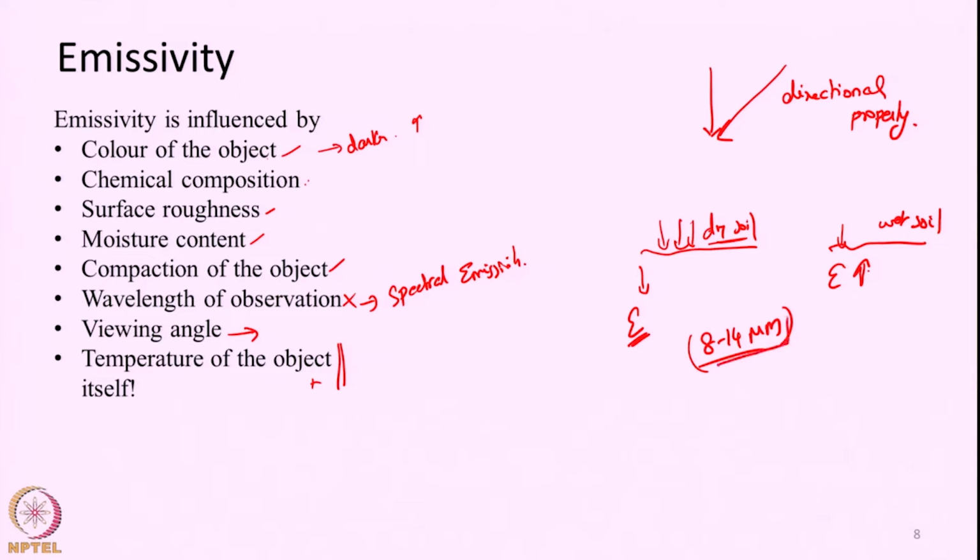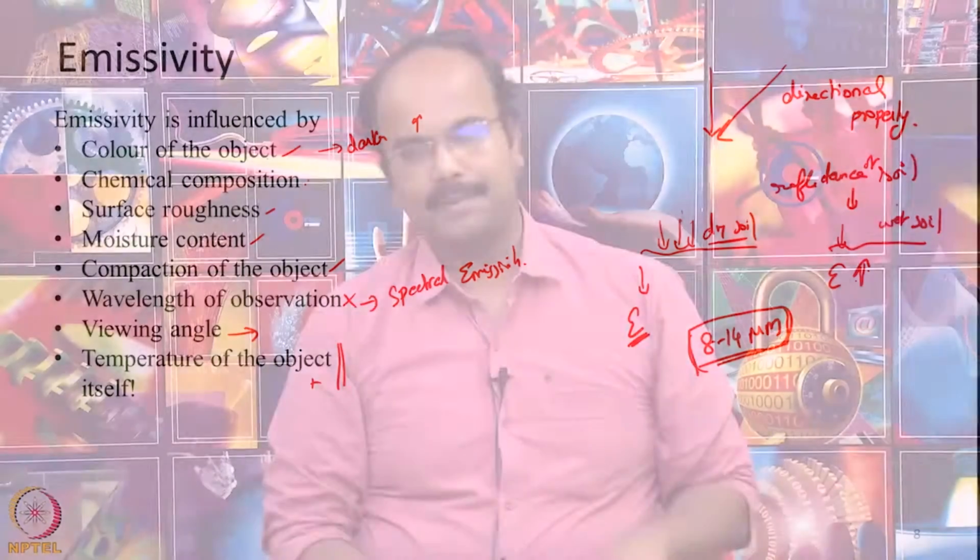But in this particular thermal infrared wavelength range of 8 to 14 micrometers, for dry soil emissivity will be low, for wet soil emissivity will be high. Similarly, we also know that when we add water to soil, when the soil gets moist, its reflectance goes down. We have already seen this, the reflectance property of soil. So, the reflectance decreases, so emissivity will increase. Normally it will appear dark and its emissivity will be high. So, the color, composition, moisture, surface roughness, all these things will affect emissivity. These are some of the common factors.